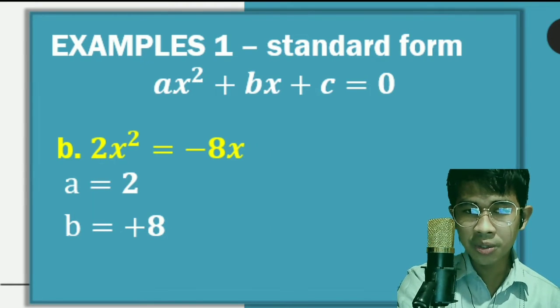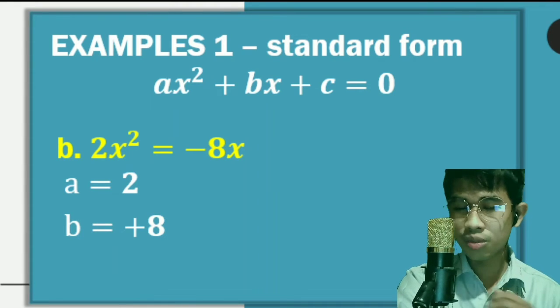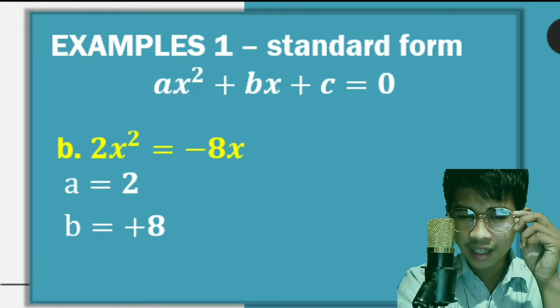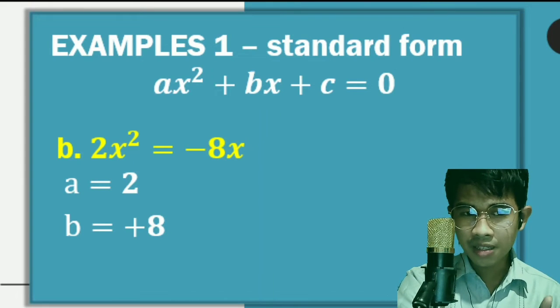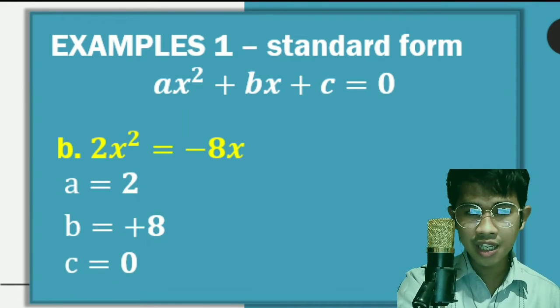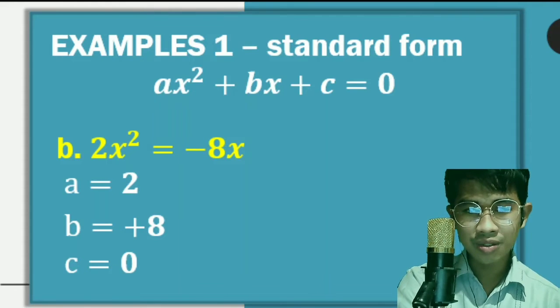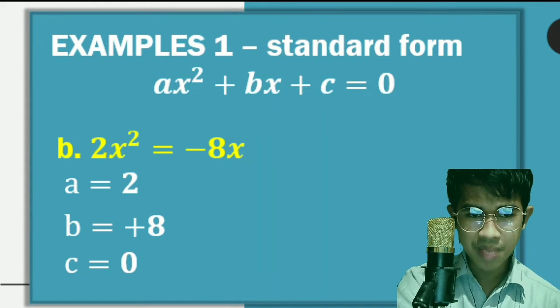So gin-clarify ko dira, pero no need na to put positive sign sa mga positive numbers. Understood na na. So ginbutahan ko lang positive para just maintindihan nyo. Positive 8 is our B. And our C is equal to 0 kay wala da C sa aton nga equation na letter B.